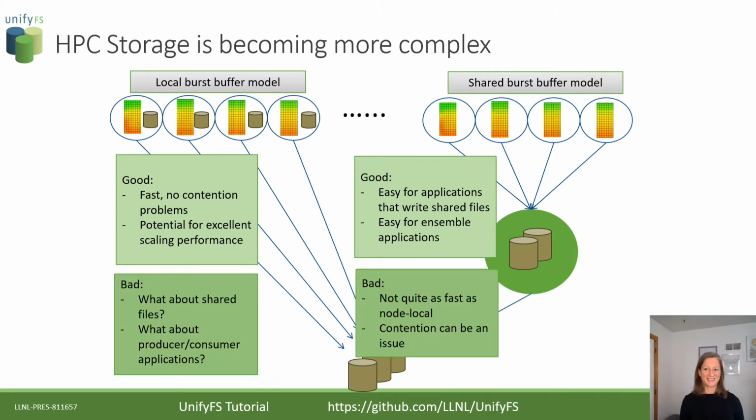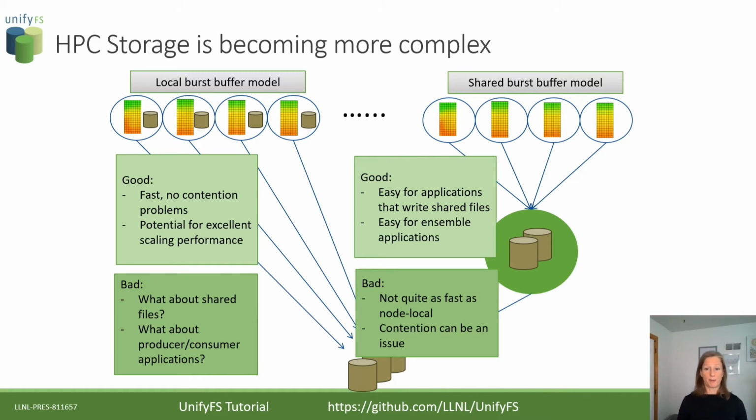Okay, so now for the cons, the bad side. For local burst buffers, these are really challenging to use if you have an application that is writing shared files or a producer-consumer application. The reason is that these storage devices are local to a compute node. And so any data that's written on node 0 by rank 0 is not visible over on node 4. And the same is true for producer-consumer applications. The files that are output are not visible across the compute nodes.